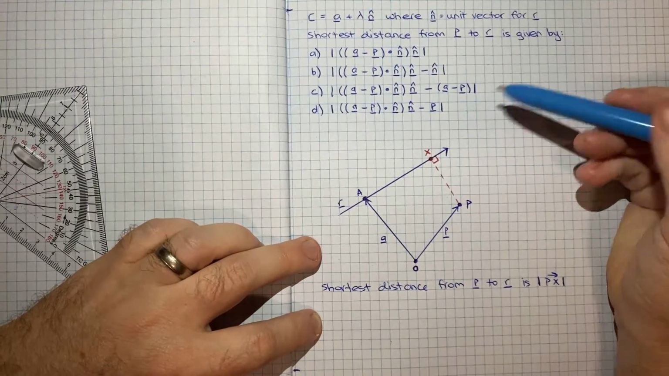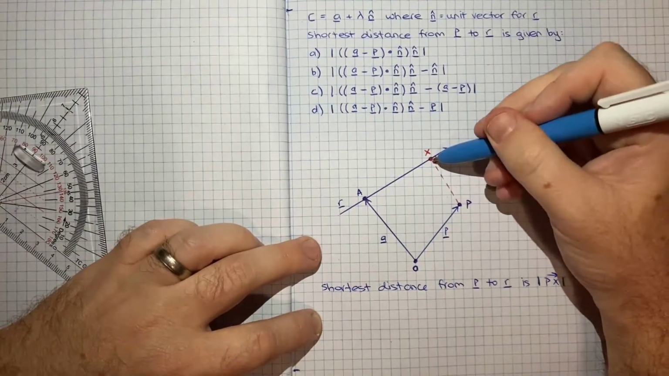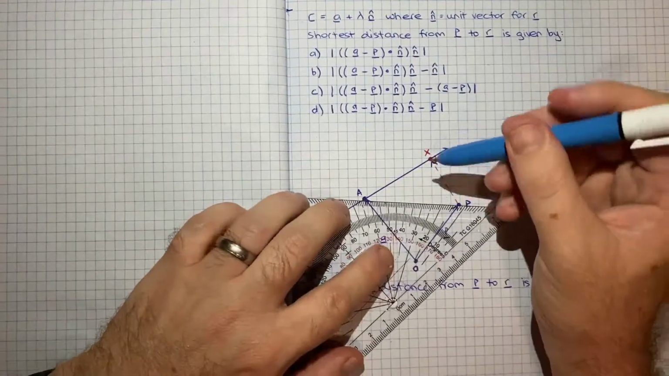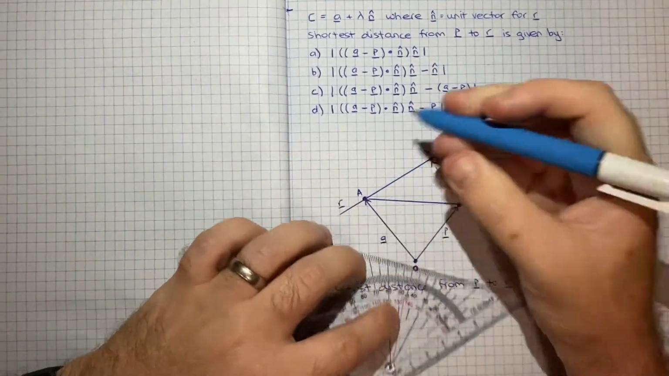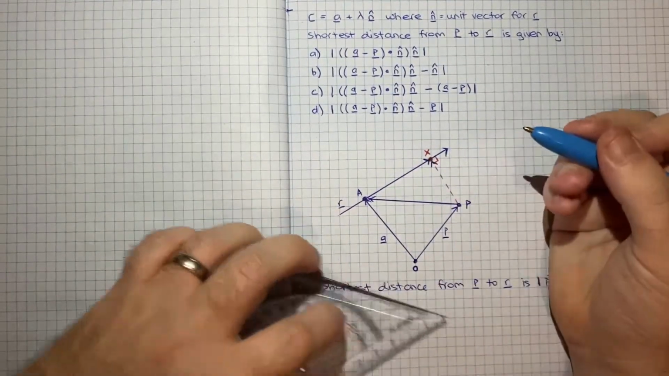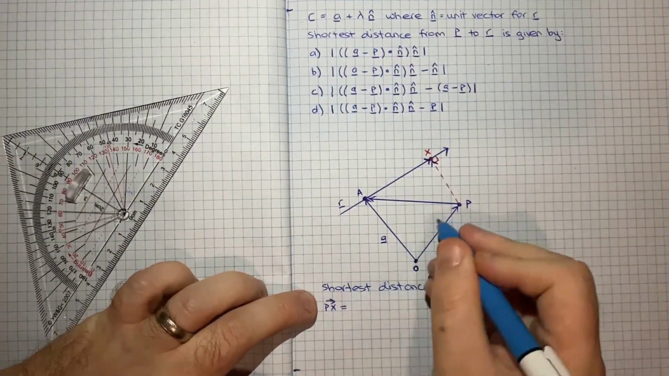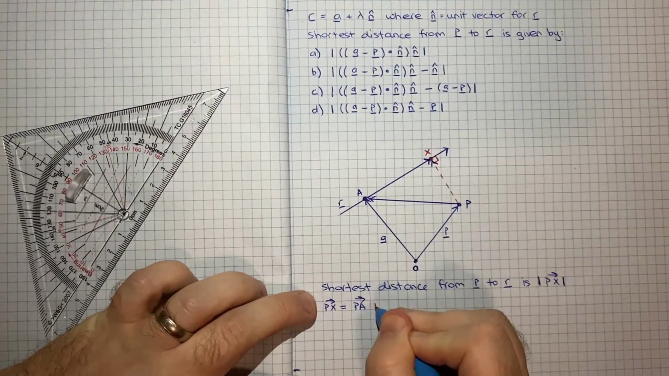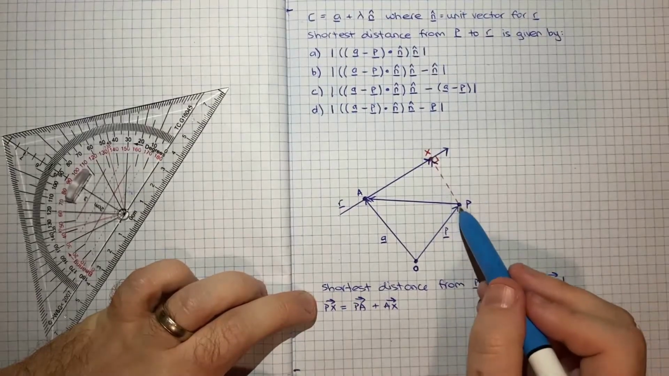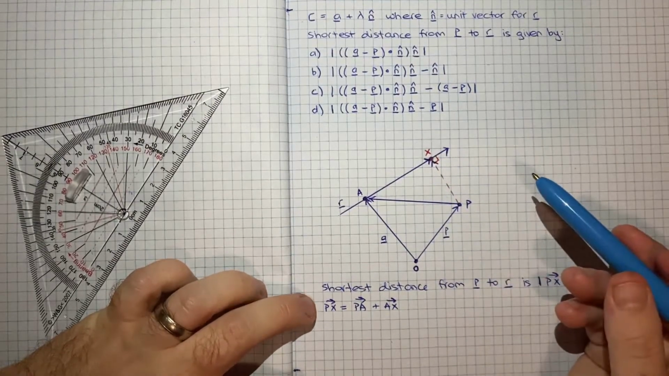So in terms of what is PX, one way we can go from P to X is we could go from P to A, this vector here, and then we could go from A to X, this vector here. So let's write that. We know that the vector PX is equal to the vector PA plus the vector AX. Now if we can get an expression for vector PA and an expression for vector AX, I think we'll be well on our way.